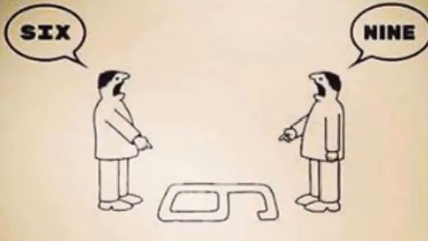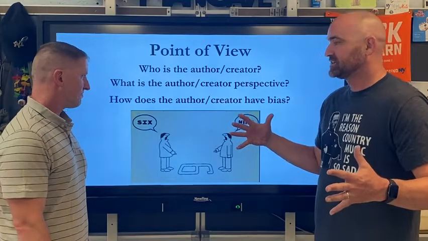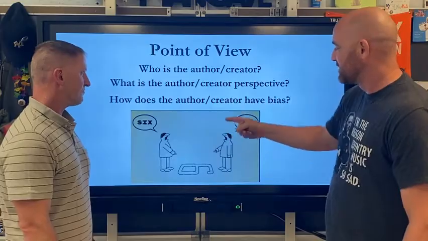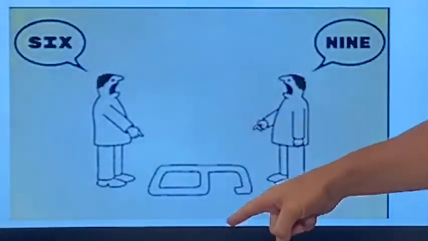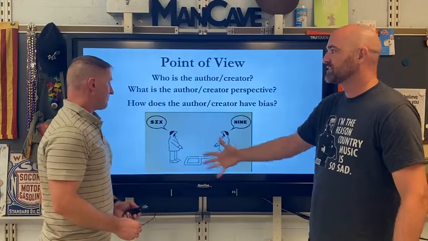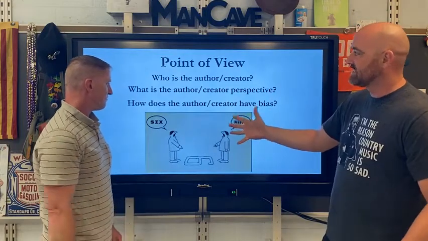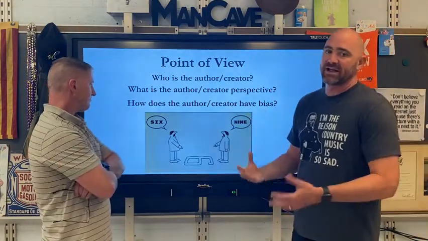And then they're both right. Exactly, they're both right. We need more information here to determine who's right. Maybe if we zoomed out, there's 1, 2, 3, 4, 5, 6, 7, 8, 9, and we know that the 6 is correct. But in this point of view, you then get to understand bias.